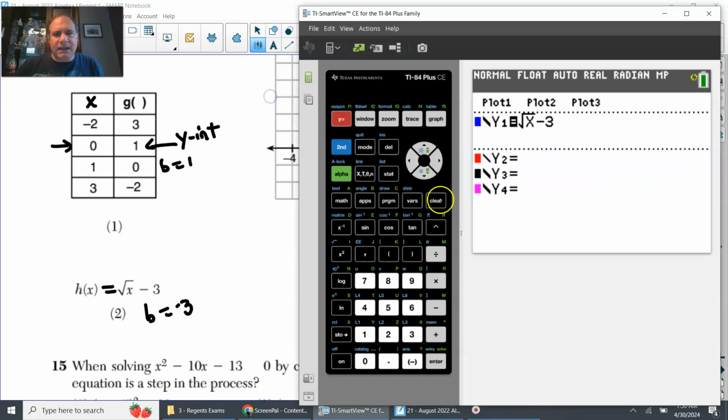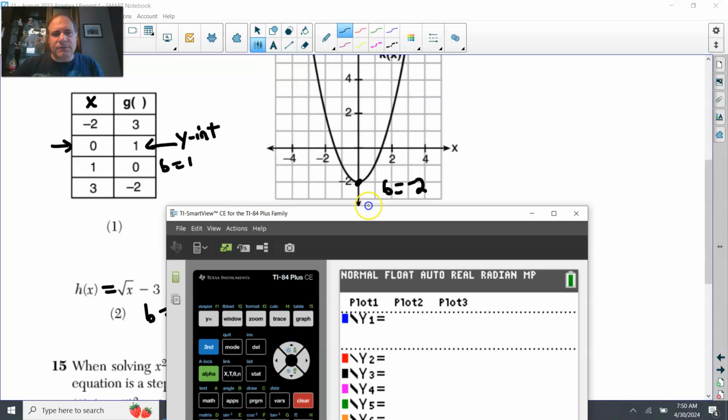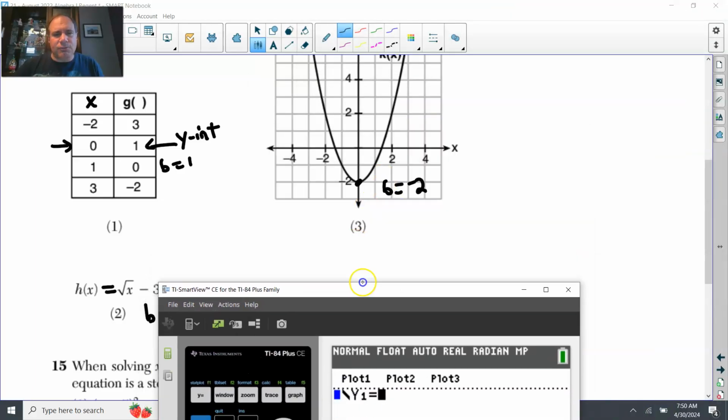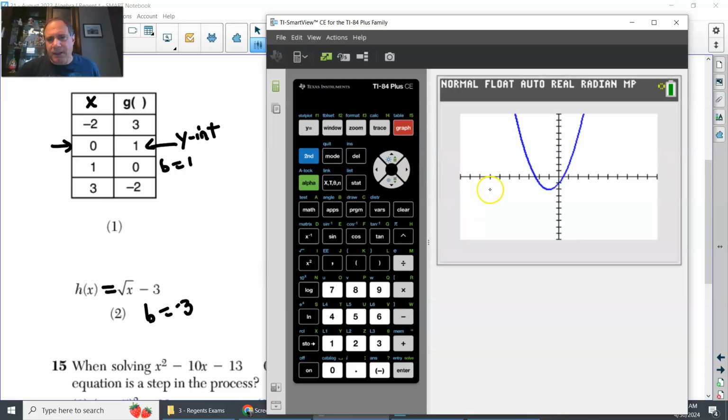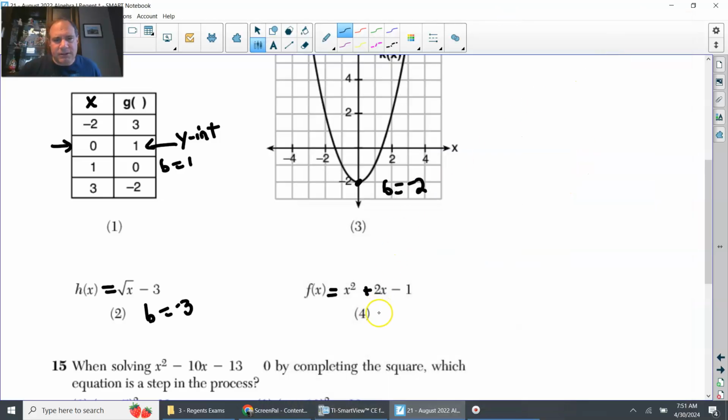Then we're going to clear that out, and we're going to go to the next one, and we're going to say, okay, x squared plus 2x. And let me look over here, -1. And we're going to graph it. And there it is right there. That is a -1 as a y-intercept. So b equals -1. So 2 is your answer.